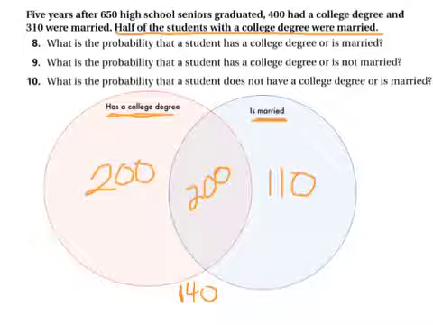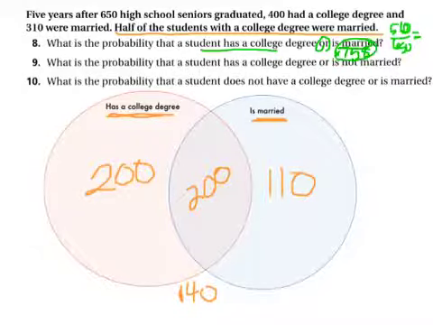Now we can solve each of these problems really easily. Alright, number 8 says, what's the probability the student has a college degree or is married? Well, that's all of these people that have a college degree, is married, or both. Remember, anytime we have or, it also includes the people who are both. So, that's 510 people. So 510 out of 650 is 0.78, approximately 0.785. So that's the answer to number 8.